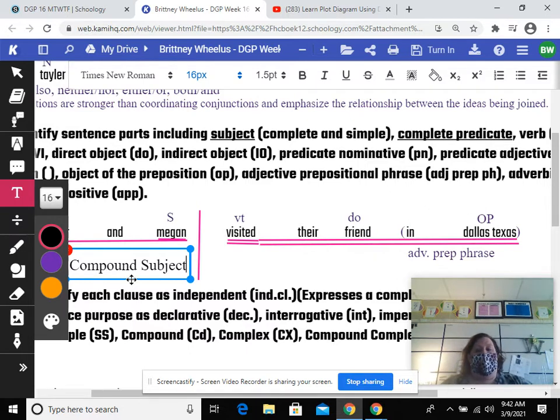Now, does in Dallas, Texas tell us or describe what Taylor and Megan look like or something of that nature? Or does in Dallas, Texas tell us where Taylor and Megan are going? It tells us where. So that is an adverbial prepositional phrase.